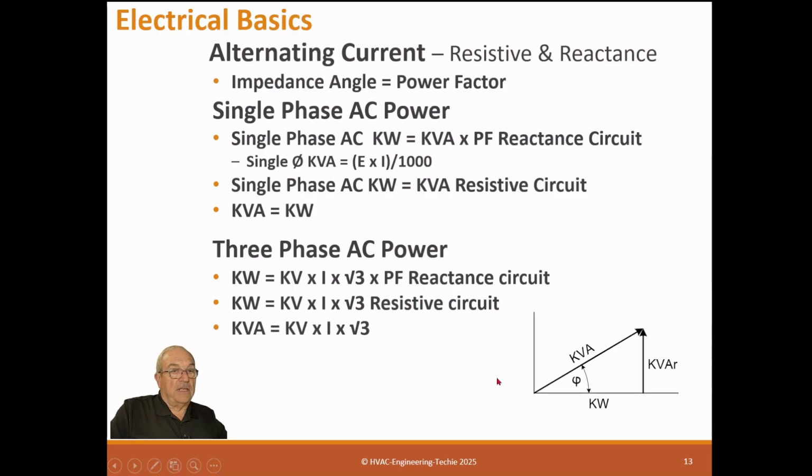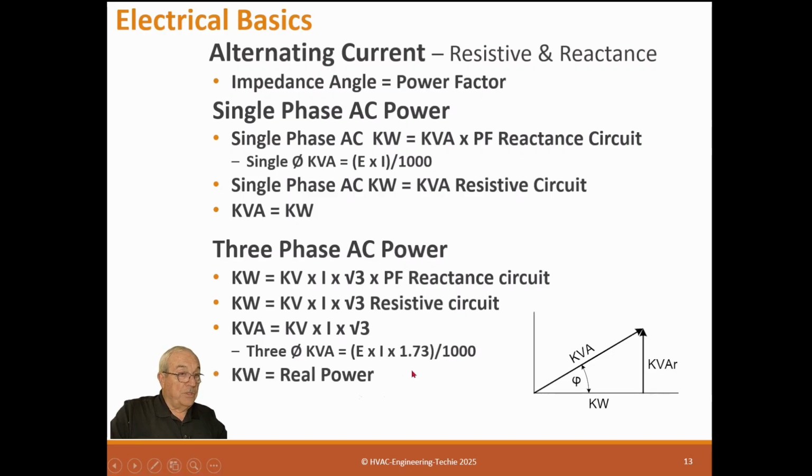And this is that angle again for an inductive circuit. kVA equals kV times I times the square root of 3. So three-phase kVA equals E times I times 1.73 divided by 1,000. kW equals real power. kVA is apparent power.